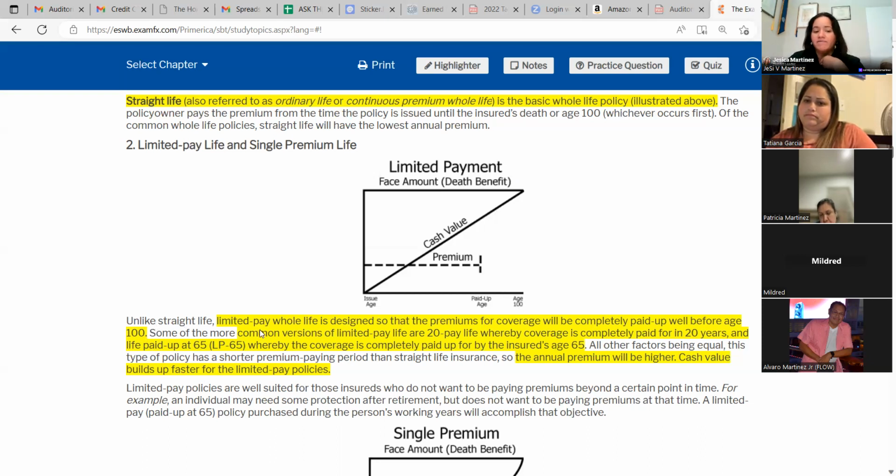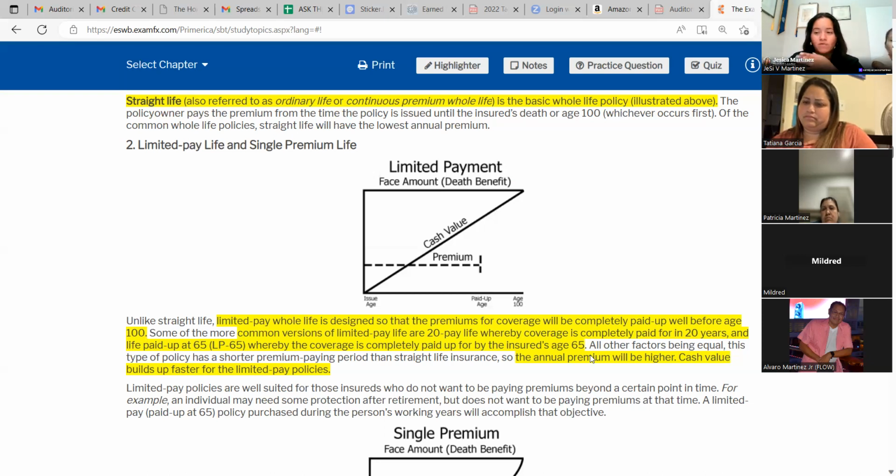So unlike straight life, limited pay or limited pay whole life is designed so that the premiums for coverage will be completely paid up well before age 100. Some of the more common versions of limited pay life are 20 pay life, whereby coverage is completely paid for in 20 years, and life paid up at 65, whereby the coverage is completely paid up by the insured age by 65. So you might think, who will choose things like this, right?